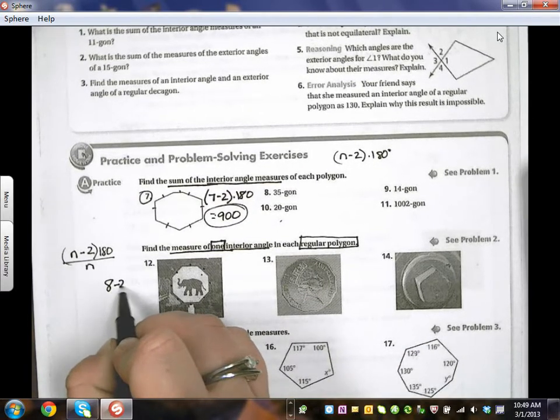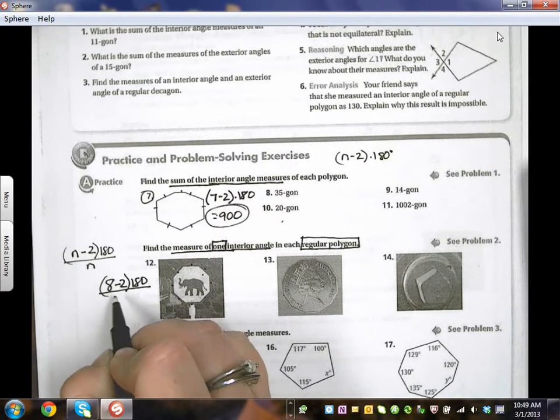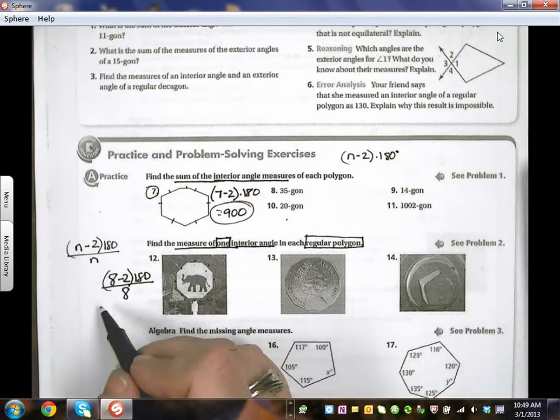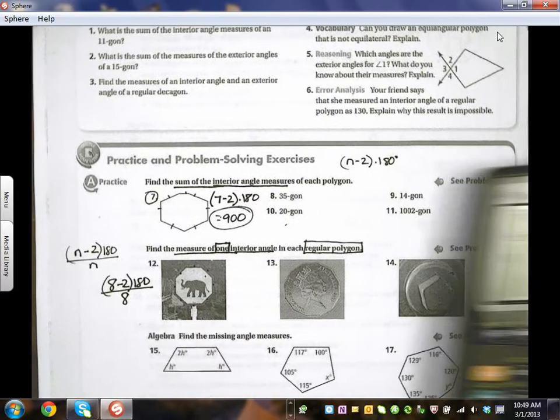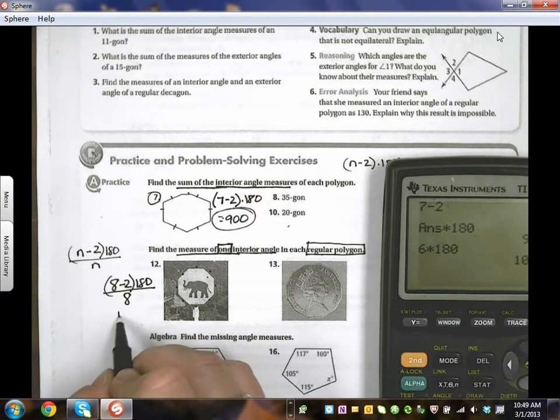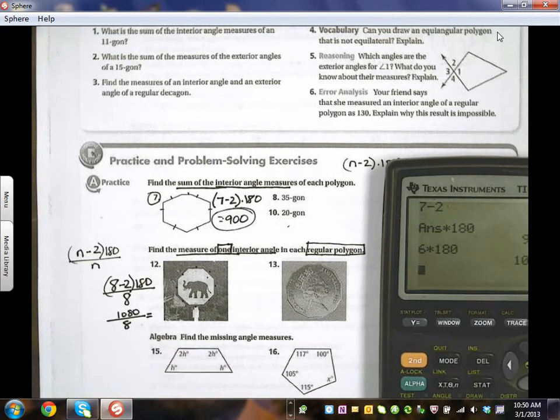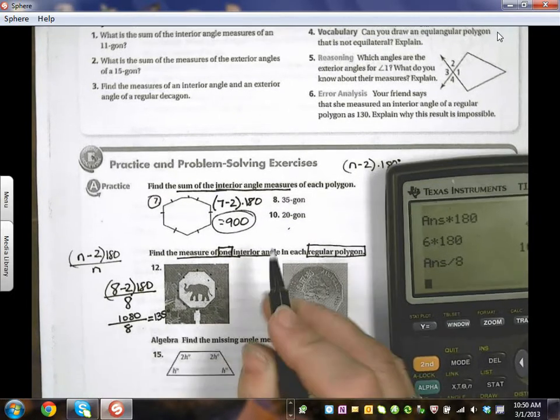Don't forget we subtract 2 times 180, and I'm going to put that 8 in for the n again. So 8 minus 2 is 6. 6 times 180 is 1080. Divide that by 8, and you're going to find out what one of those angles is. And so I know one angle is 135 degrees.